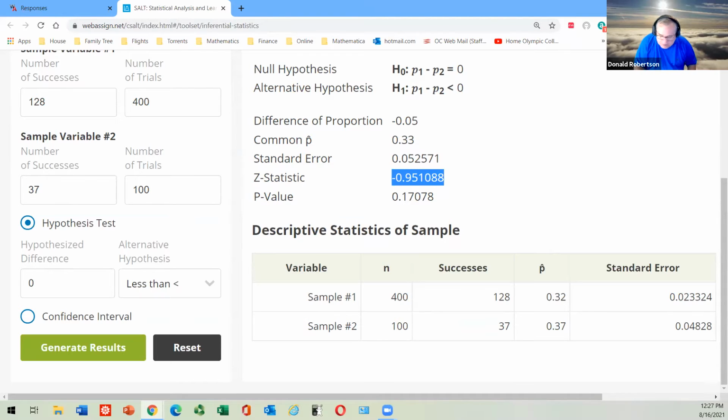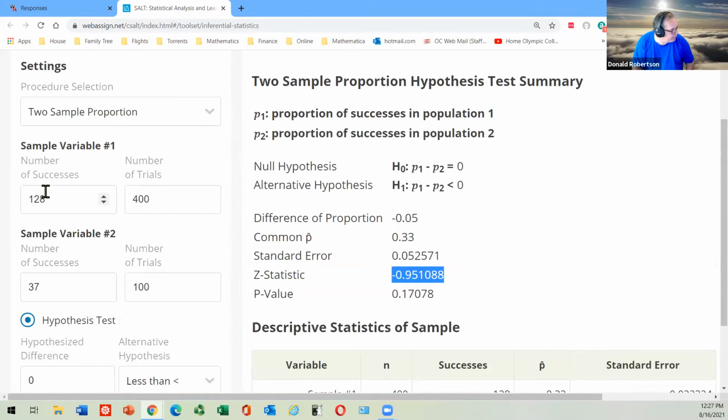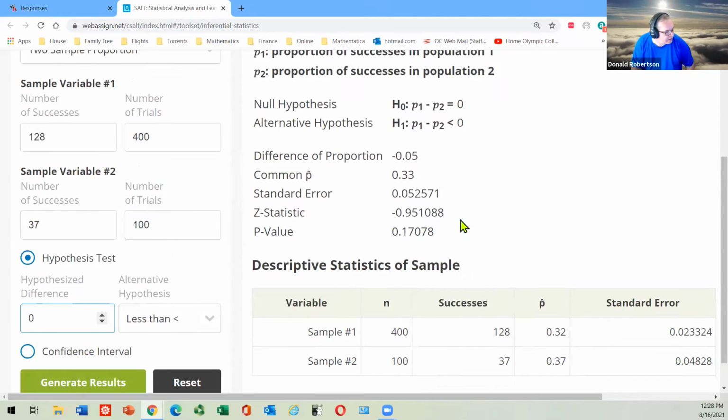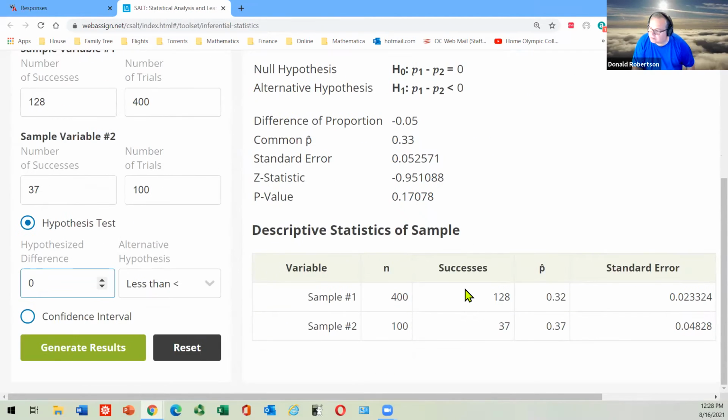Now return. Are you comfortable about how we put the information into SALT for the hypothesis test? Are you comfortable about the null hypothesis, in this case, a less than? And then you hit generate results, and these are the guys that you get. Right, lots of nods. I like nods, so we feel comfortable about just moving on.